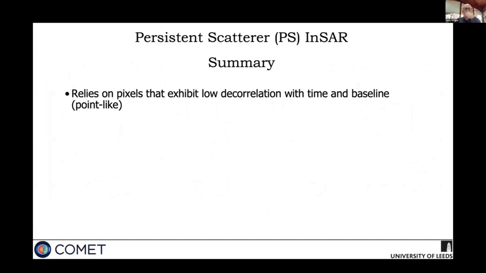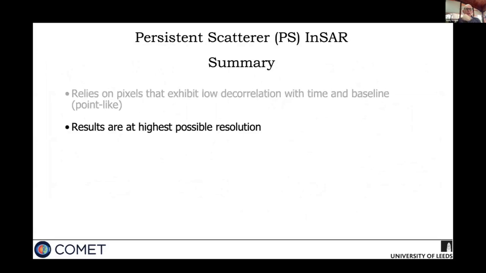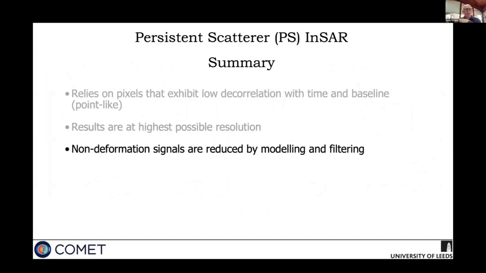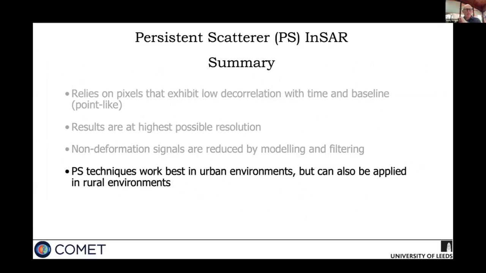Okay, so just to wrap up the PS InSAR, essentially it relies on these pixels that have low noise in the whole time series. So, you know, normally they might be point-like, or at least have one brighter scatterer. You get good results at the highest possible resolution, and we can reduce the nuisance signals by modeling and filtering. And it works best in urban environments, although you can get some decent results in rural environments too.